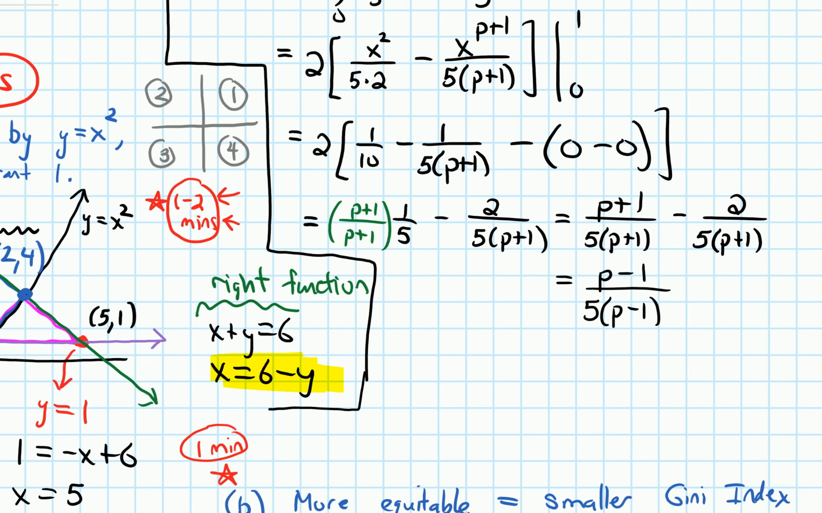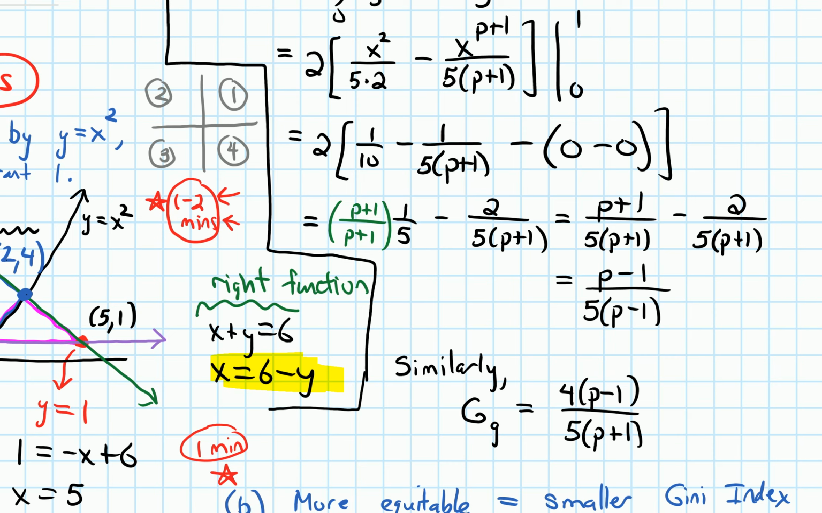So I could do the same type of thing for g of x. I'm not going to go through the computation because it's almost identical to what we just did. The Gini index for the function lowercase g, I'll call capital G with a subscript lowercase g. And it turns out this one equals 4 times p minus 1 over 5 times p plus 1. So that is the Gini index for this other function.